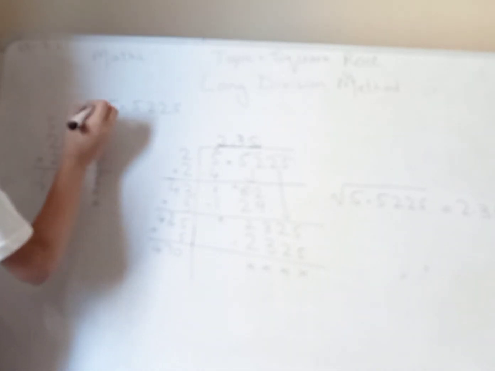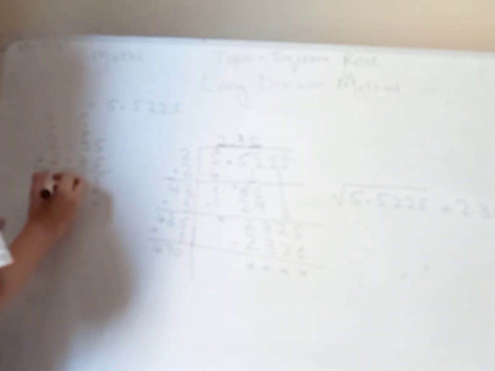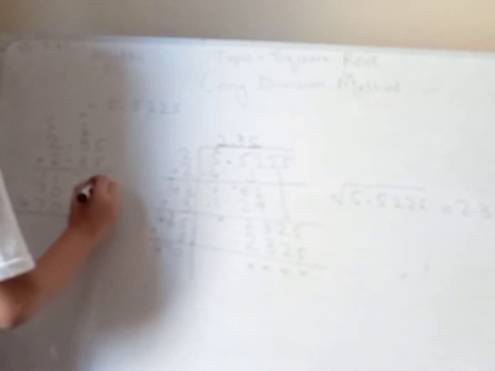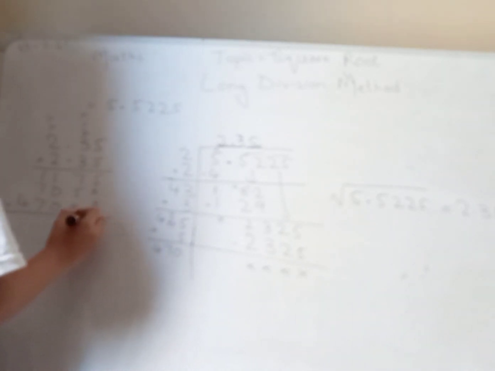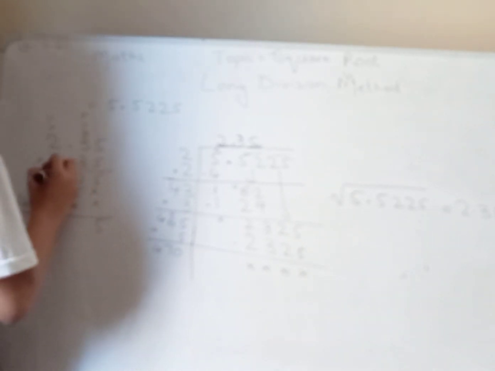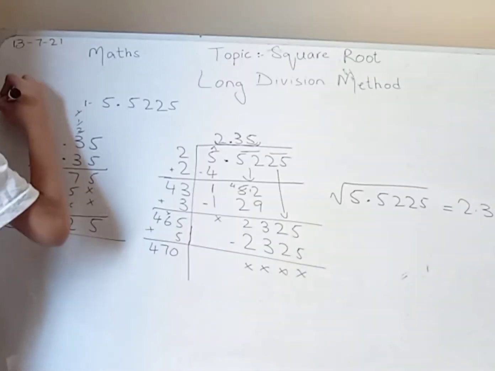3 times 5 is 10. 3 times 3 is 6, 7. 2 times 2 is 4, 5, 7, 8. 12, 2, 7 plus 10, 14, and it's 15. 1 plus 4, 5. Correct answer. 5.5225. Proof.